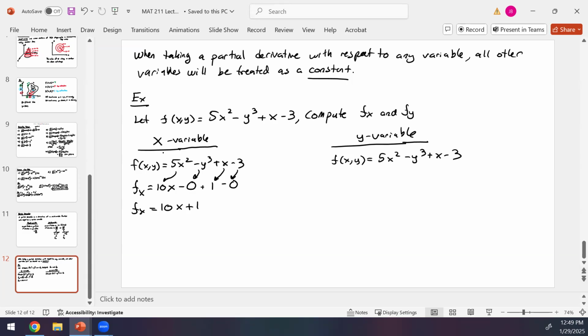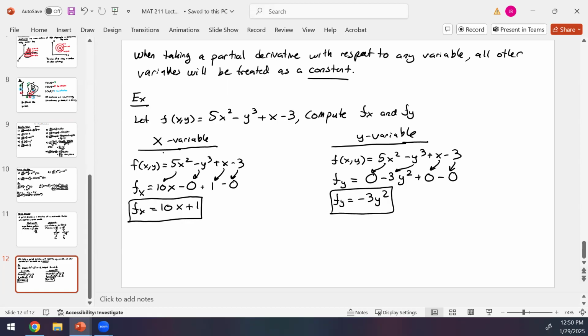Okay, so taking the partial derivative with respect to y, I go to the first term and I say, do I see a y anywhere? No? Okay, 0. It just goes away. That's all you got to do. Then you go to the next one. Does that have a y? Yep. So I'm going to bring down the 3, subtract 1, and I get negative 3y squared. Not too bad. Then I go to the next one. Does this have a y? No? 0. A number is just going to be 0. And so then my partial derivative is negative 3y squared.